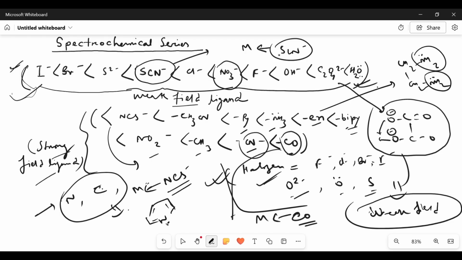Okay. So this is a very important topic, because otherwise you cannot calculate the value of spin only magnetic moment. You cannot predict the CFT structure or VBT structure without knowing the weak field and strong field ligand concept.